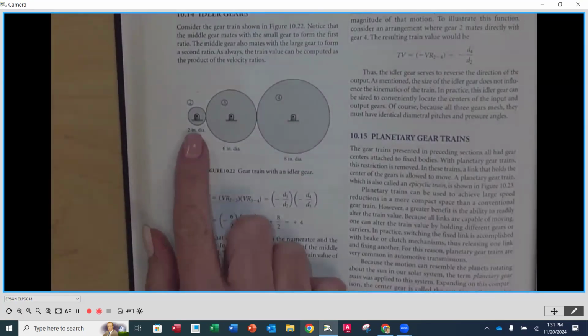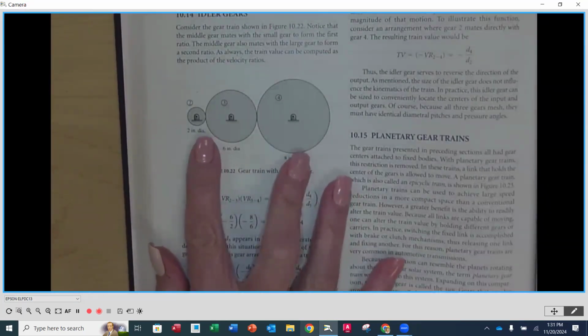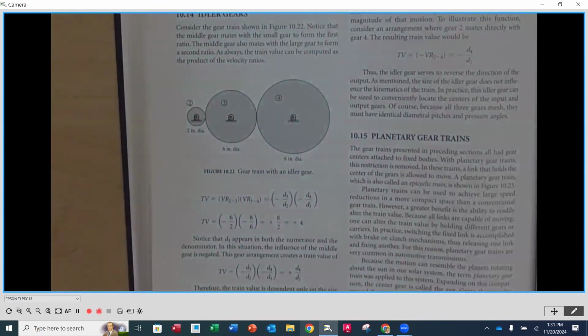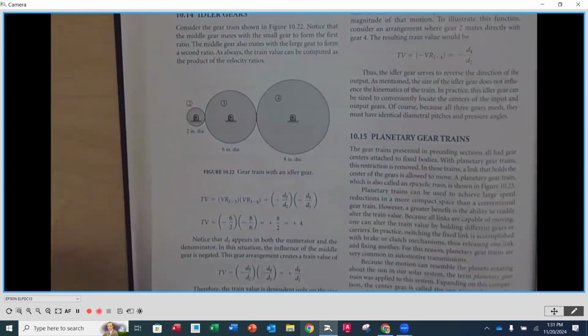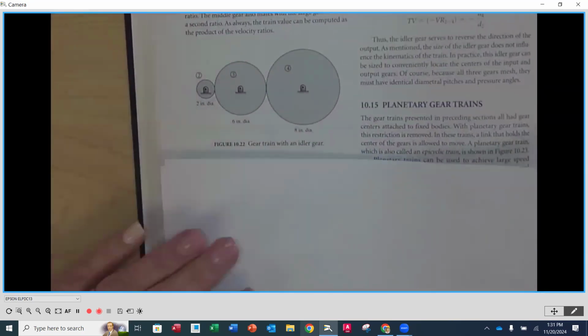So for instance, gear number 4 is going to go in the same direction as gear number 2 because of the idler in between. And let's see how this works. So what I want to do is I'm going to write this out. You don't have to write this out because this isn't an example. We'll be doing an example in just a bit. But what I do want you to see is how this idler works.